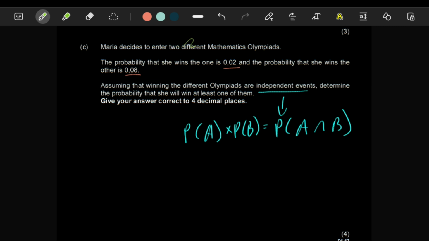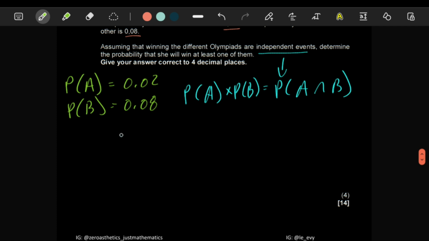The probability that she wins one is 0.02, and the probability that she wins the other. Oh, this is winning one of them. This is winning the other one. So the probability of winning one of them, the first one, is 0.02. The probability of winning the other one is just 0.08.